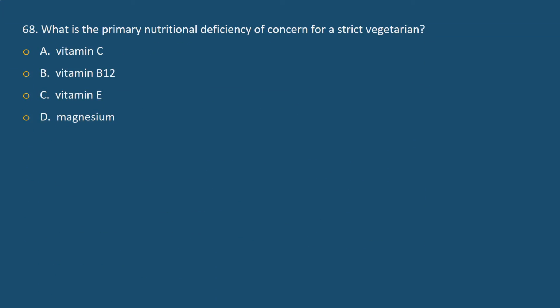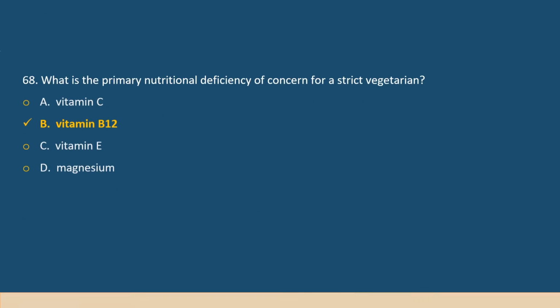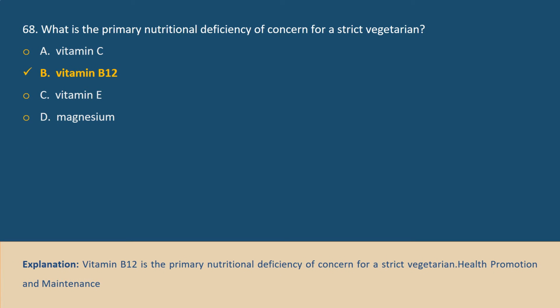Question 68. What is the primary nutritional deficiency of concern for a strict vegetarian? A. Vitamin C. B. Vitamin B12. C. Vitamin E. D. Magnesium. Answer B. Explanation. Vitamin B12 is the primary nutritional deficiency of concern for a strict vegetarian. Health promotion and maintenance.